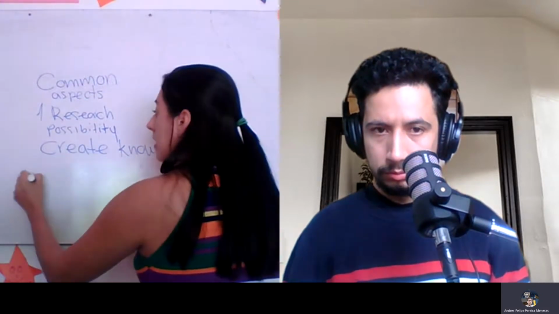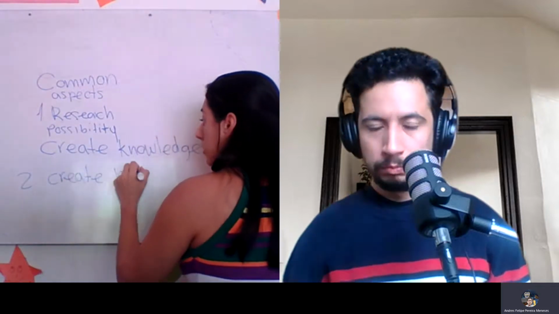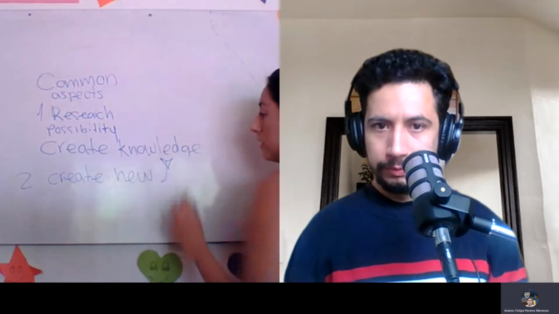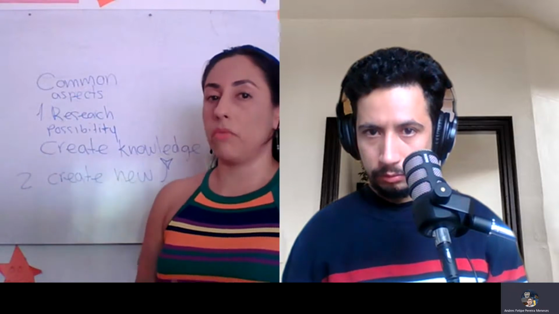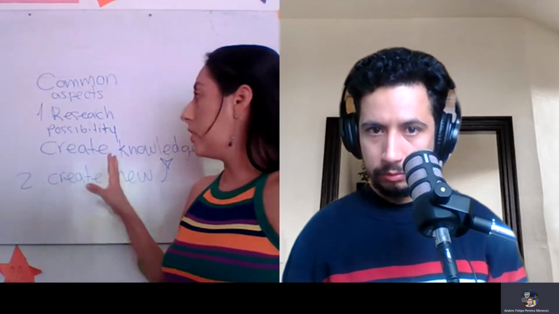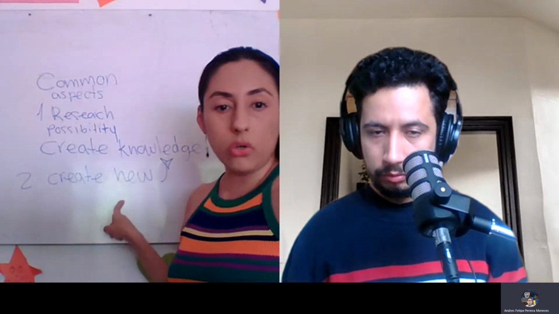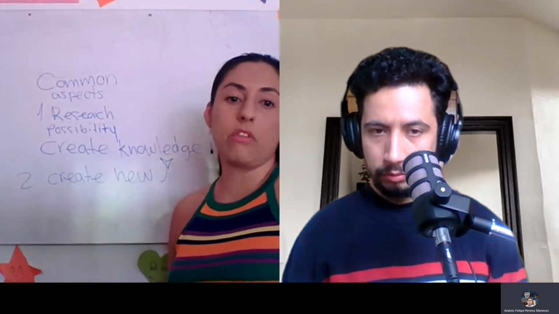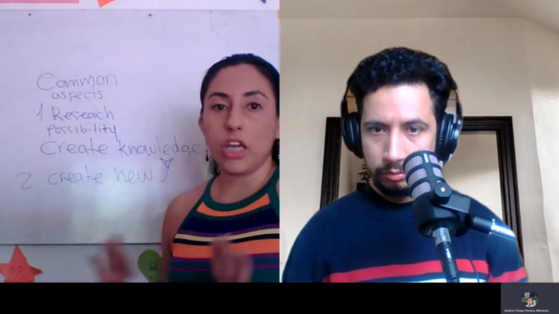The second one, it should create new knowledge. It's not just about... and this is the common aspect of every epistemic model that has been created in the world of research. That research should create knowledge, should create new knowledge, because we are sometimes confused with solutions of problems. And research is not about solutions of problems. This is another typology, right?